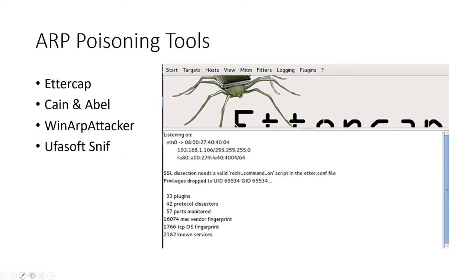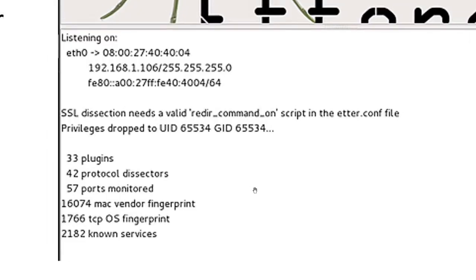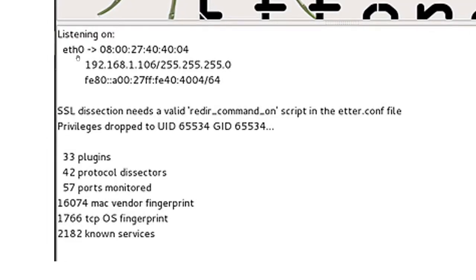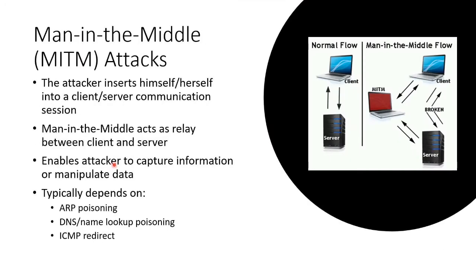If we look at this EtherCap screenshot, we can see that we're listening on a particular interface with a particular MAC address, and we are redirecting connections to us. Man-in-the-middle? Well, it depends on ARP poisoning. So we put ourselves in the middle of a normal conversation. We act as a relay between the client and the server.